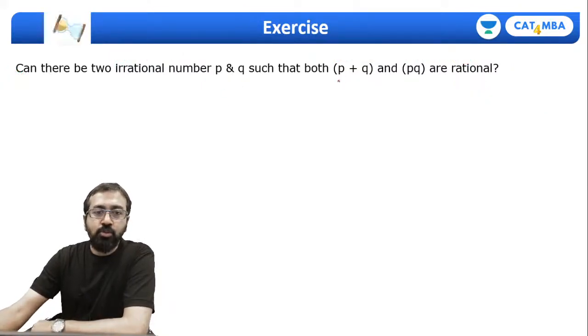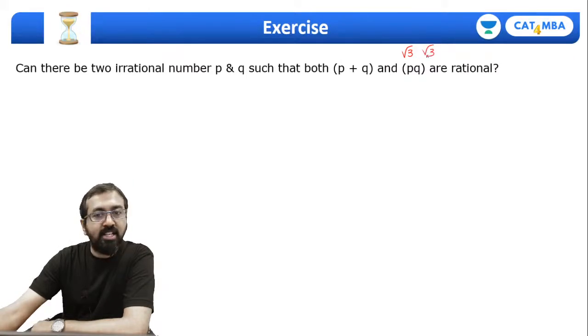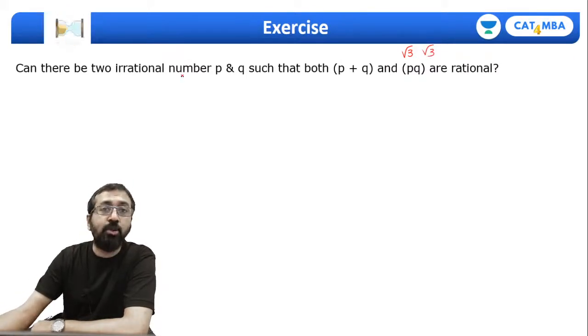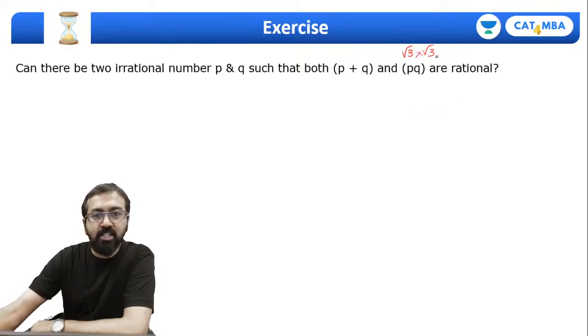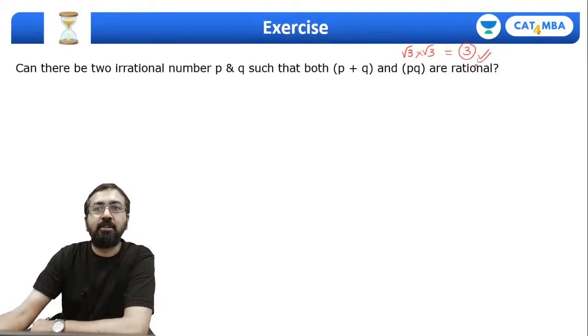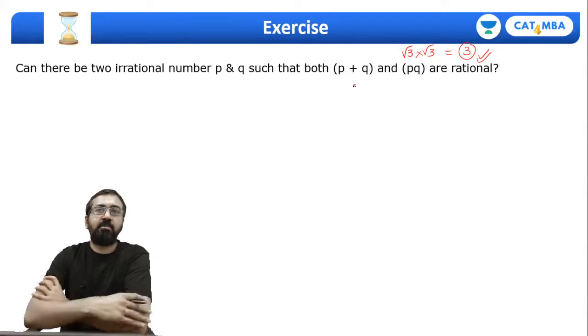So we have understood, okay, if I take root 2 and root 3, it's not possible. What if I take root 3 as P and root 3 as Q? Because it's not mentioned that P and Q are different. So they can be same rational numbers also, right? So can I say this product will be 3, and 3 is a rational number.